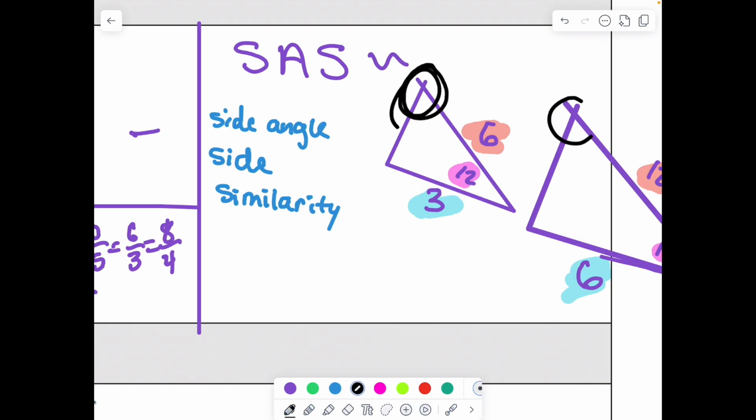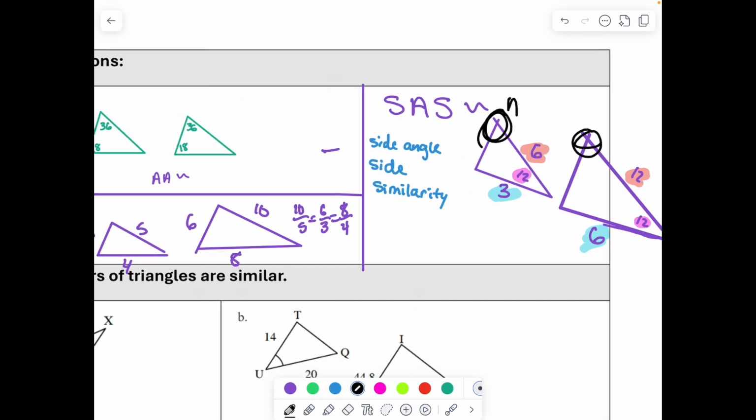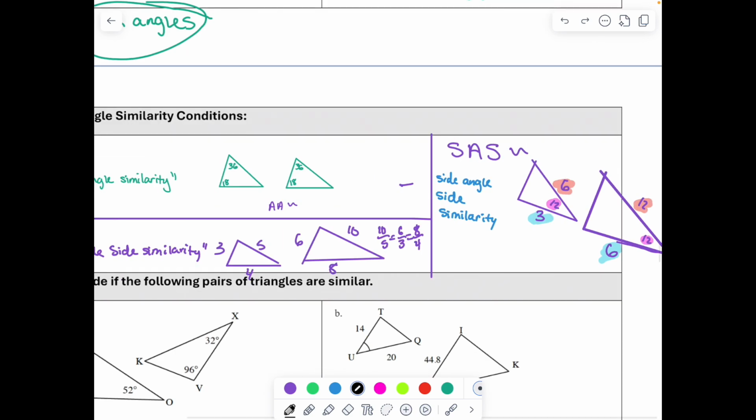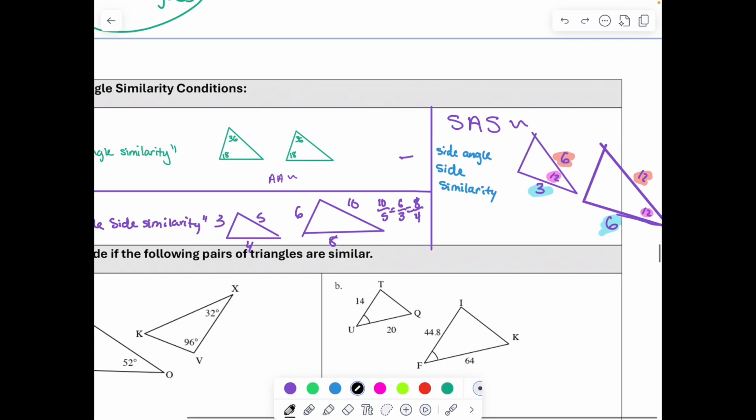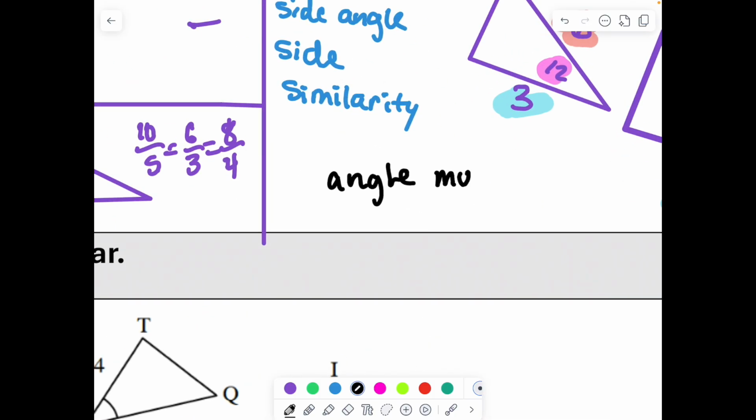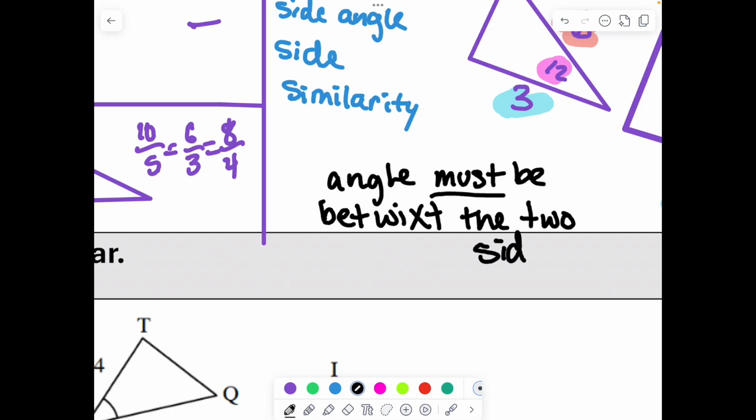If the angle was over here, then that would technically be angle, side, side similarity, and that is not something that would prove that these triangles are similar. Not only because it's a bad word, but also because it doesn't give us enough information. So the angle has to be in between the 2 sides. Must be, I haven't used the word betwixt in a while. That's a fun word. That might be how you spell it, betwixt the 2 sides.